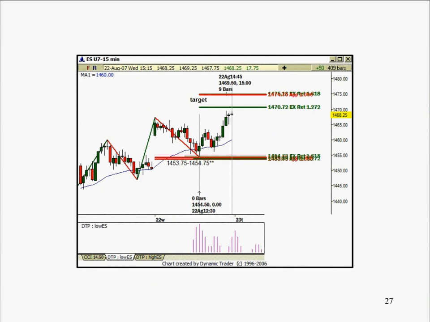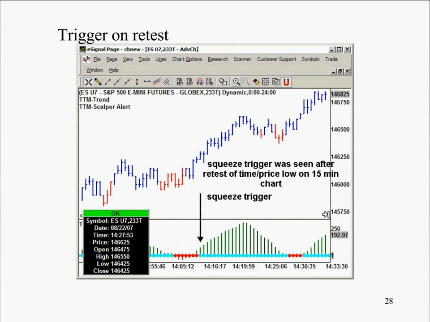That was a 15-minute chart. Now, this one was a case where you actually came back and retested the support and then got a squeeze trigger over here.